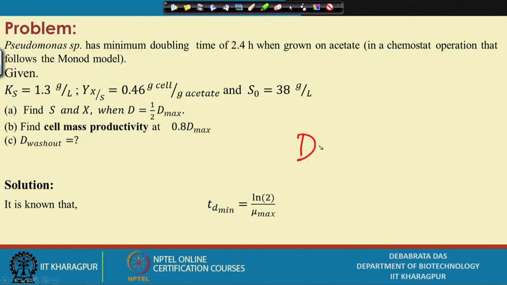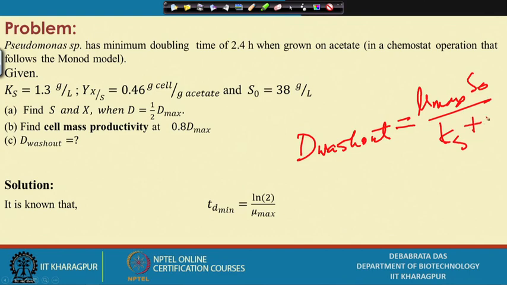Cell D washout will be this. At washout there is no cell present in the reactor, then s will be s 0, and the equation will be mu max s 0 by K s plus s 0. So I hope it is a very simple problem. I hope everybody can understand it.